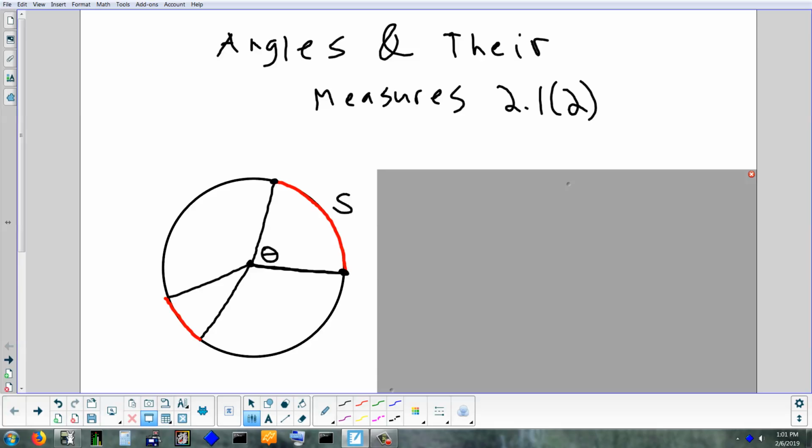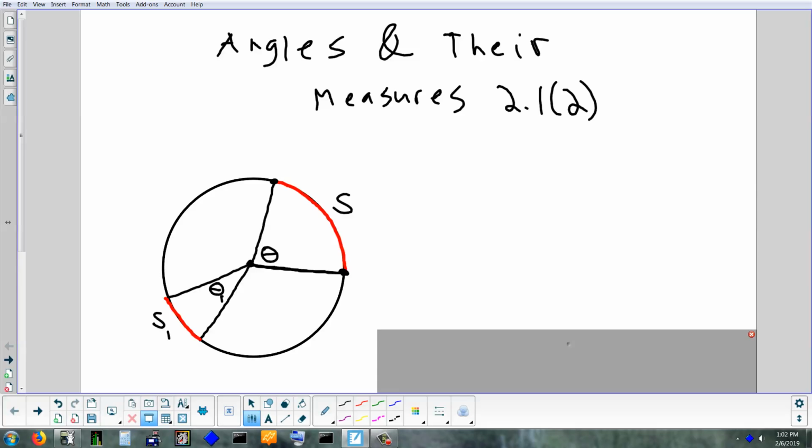And I've got the same situation on the other side. I've got an angle, but I can't call it the same angle. So I'm going to call it theta 1, and I'm going to call the arc that the rays make when it hits the edge of the circle S1. So I got a picture of two angles and two arcs. Any questions on that picture? So the goal when we're done is to have a formula that all we have to do is plug into, and then we can find the length of an arc.